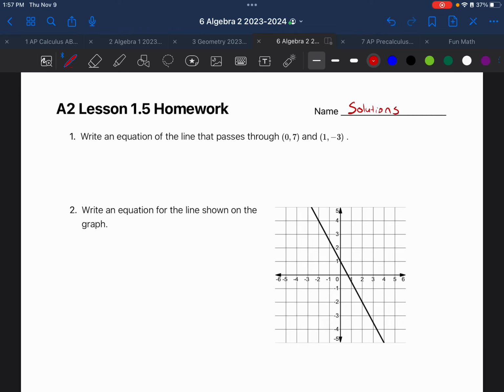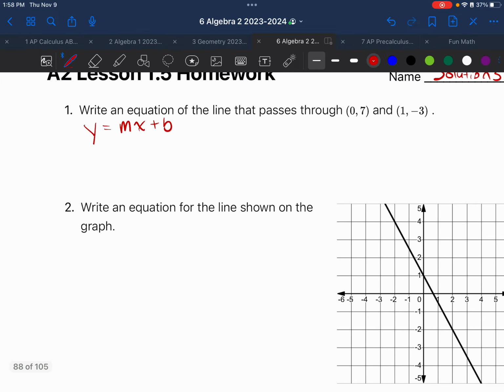In number 1, we're asked to write an equation of a line that passes through these 2 points. The equation of a line, typically speaking, is going to be in this slope-intercept form of y equals mx plus b. We need to find m and b, and then we're done. I can actually find b right now, but I'm always going to start with slope.